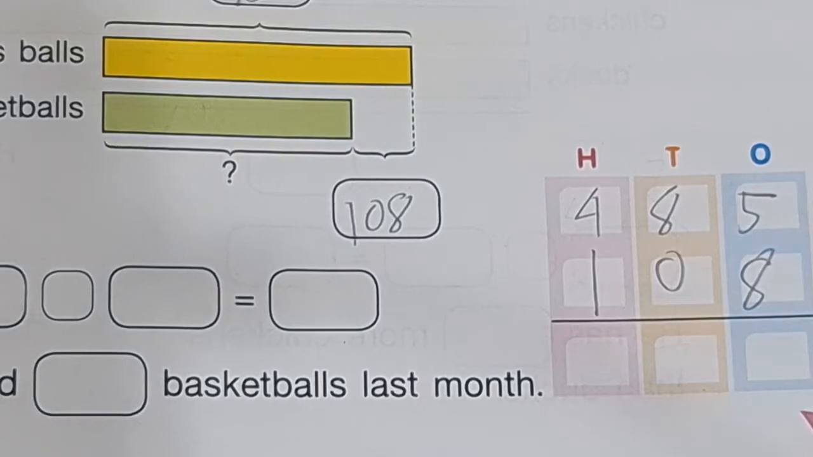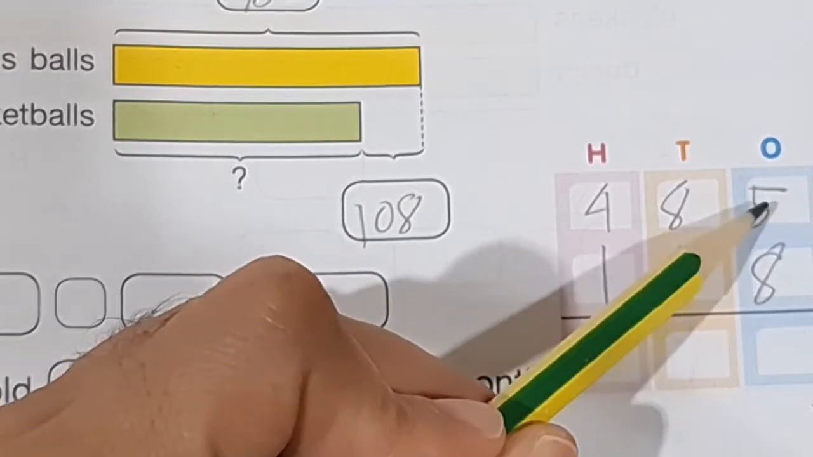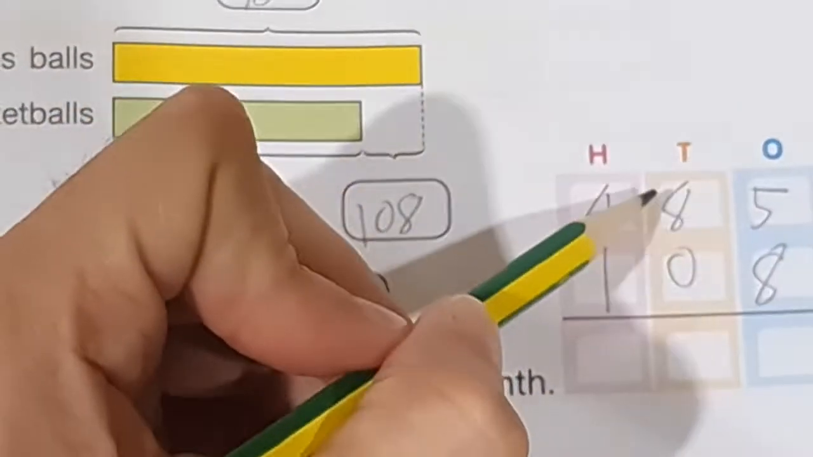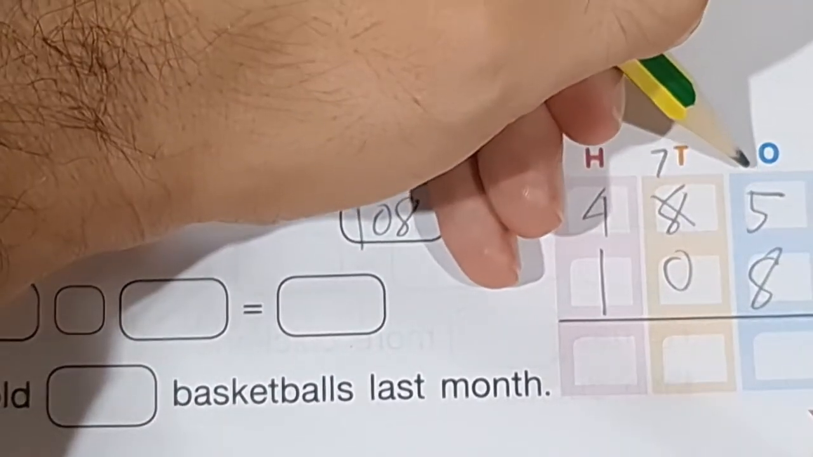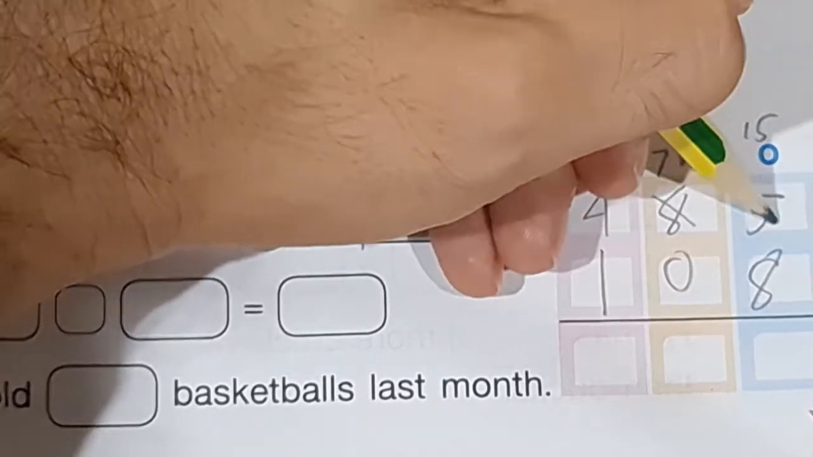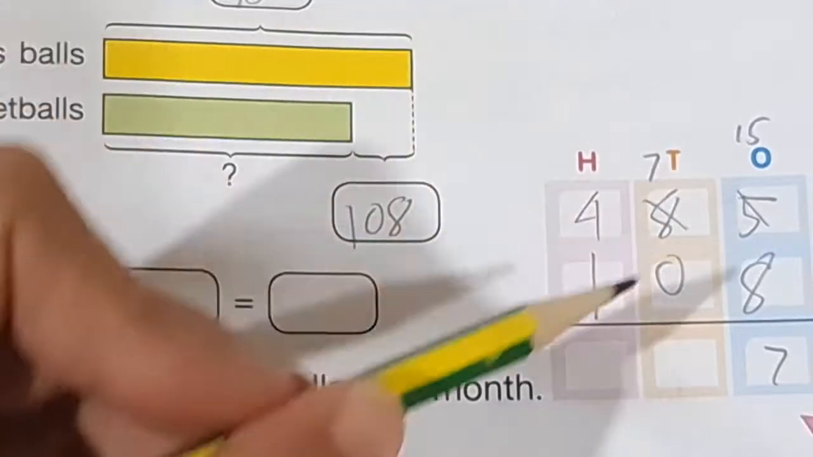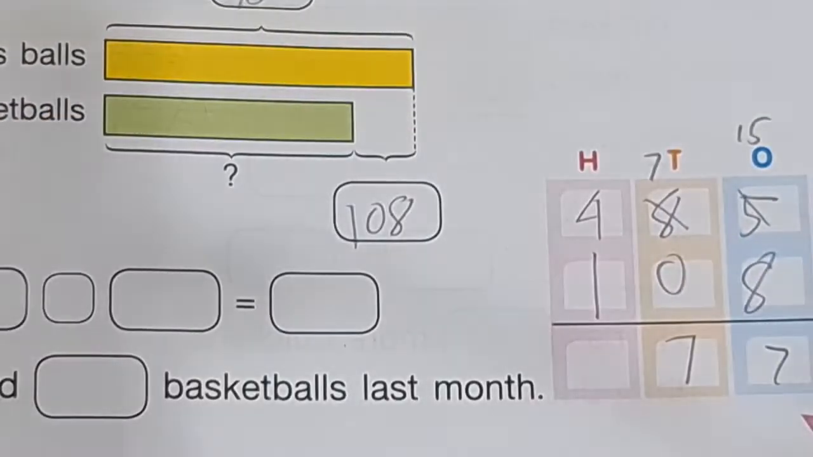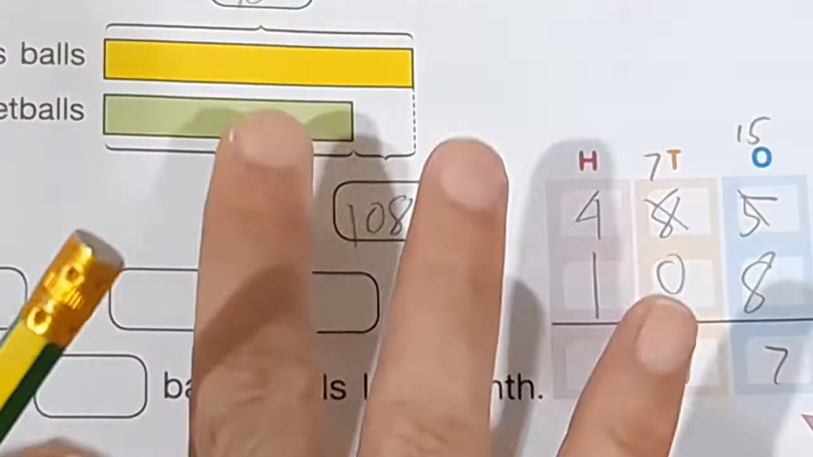And let's subtract. 5 take away 8 cannot be. 8 is a big number, 5 is a small number. So we borrow from the tens place. 8 will now become 7 and 5 will now become 15. So let's count. 8 in your mind, 9, 10, 11, 12, 13, 14, 15. It's 7. And then 7 take away 0 is 7. 4 take away 1 is 3.